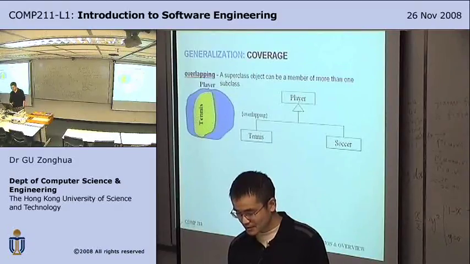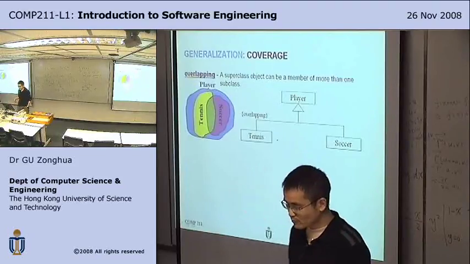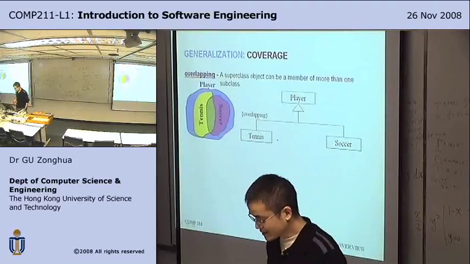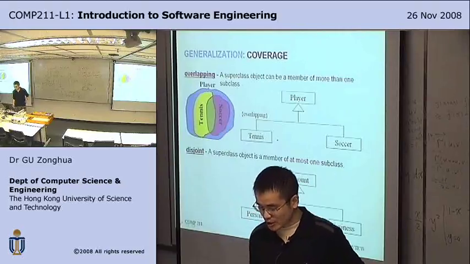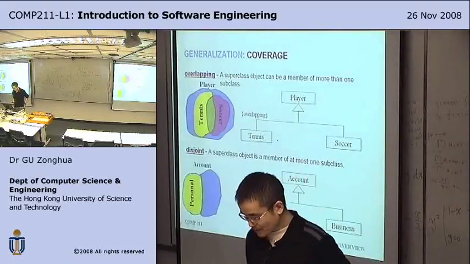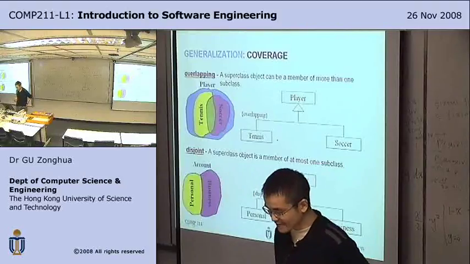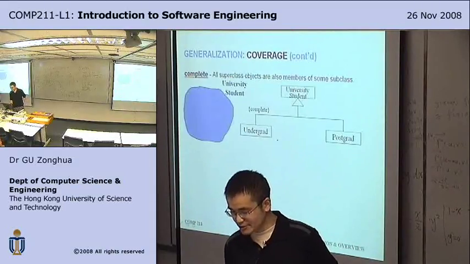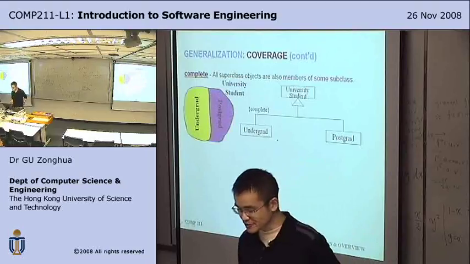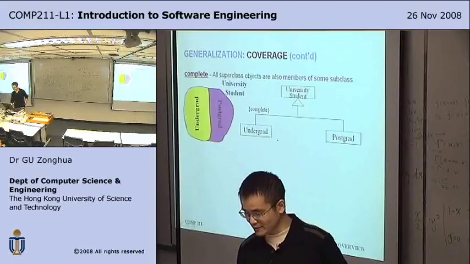Coverage. A tennis player and a soccer player are both players, but they're overlapping because a person can play both. Disjoint is when an account can be personal or business, but never both. Complete: a university student can be undergrad or postgrad, but there's no other type of student.